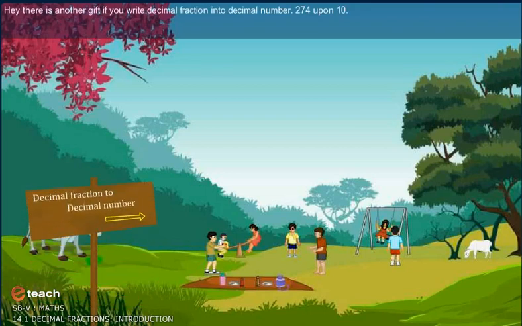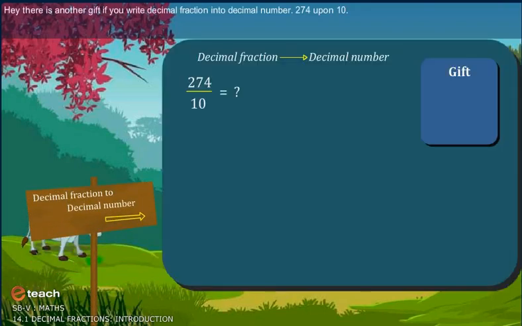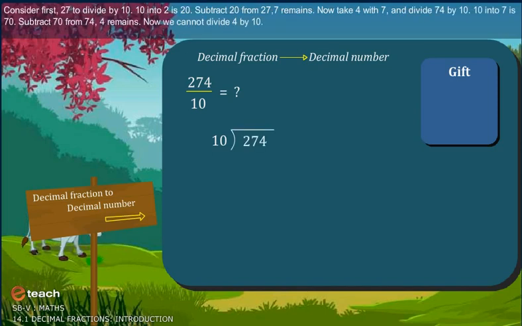Hey, there is another gift if you write a decimal fraction as a decimal number. Come on. 274 upon 10. Consider first 27 to divide by 10. 10 into 2 is 20. Subtract 20 from 27. 7 remains. Now take 4 with 7 and divide 74 by 10. 10 into 7 is 70. Subtract 70 from 74. 4 remains.